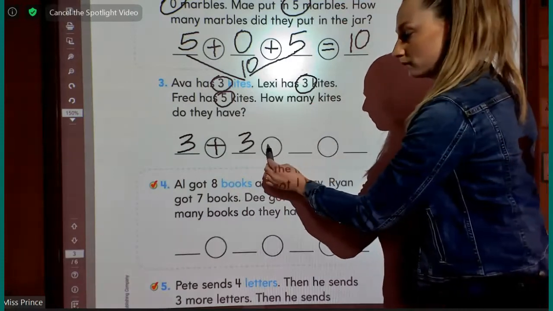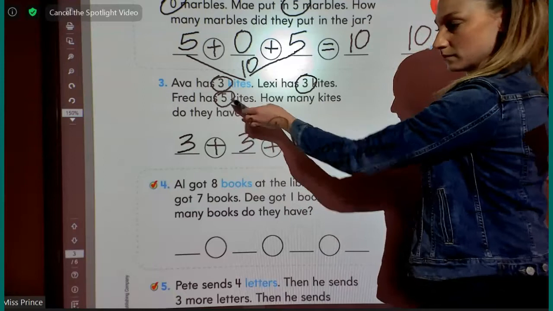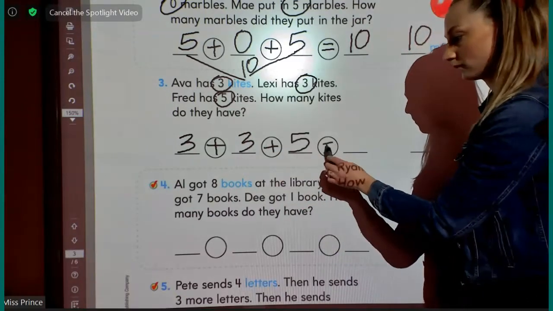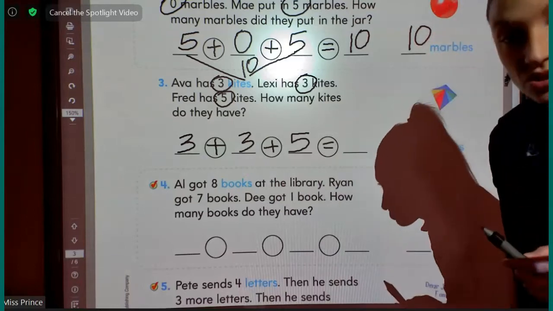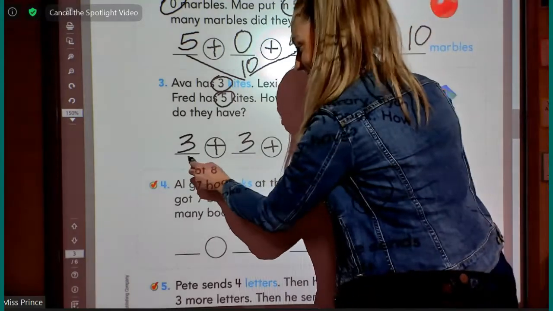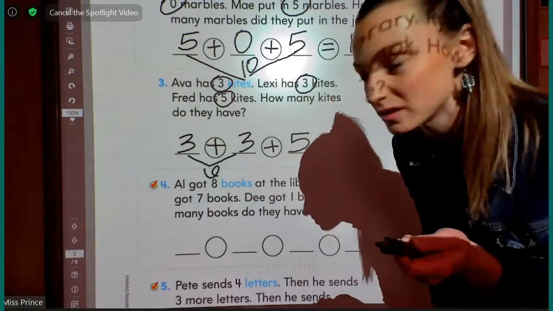Then you just plus 5 equals 11. How did you do that so quickly? Because 3 plus 3 is 6, and you add 5 more. Good job. I love how you explained that.